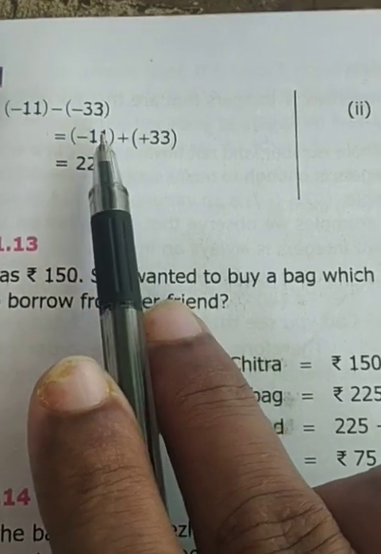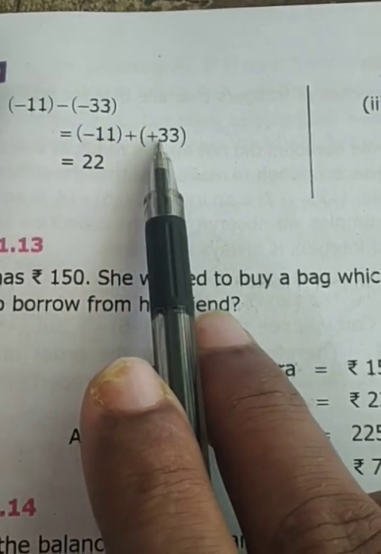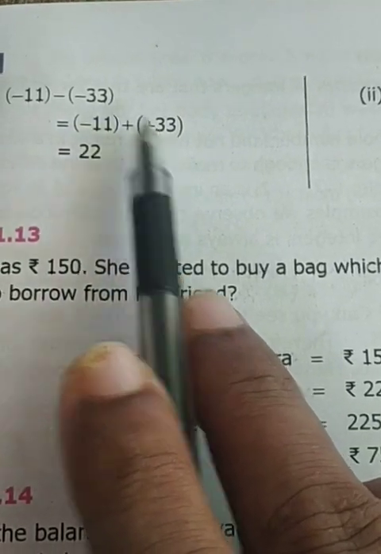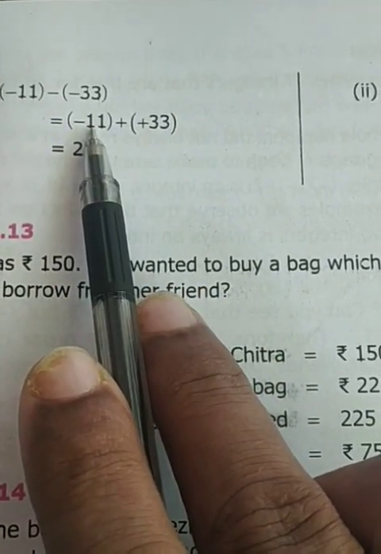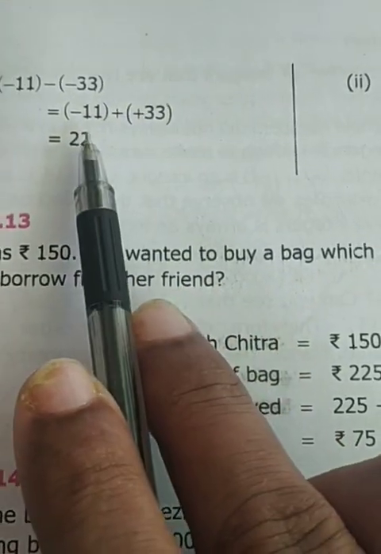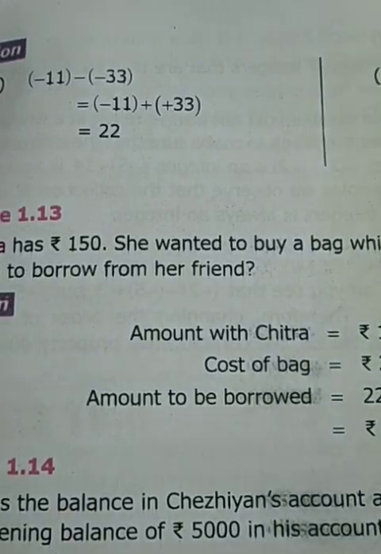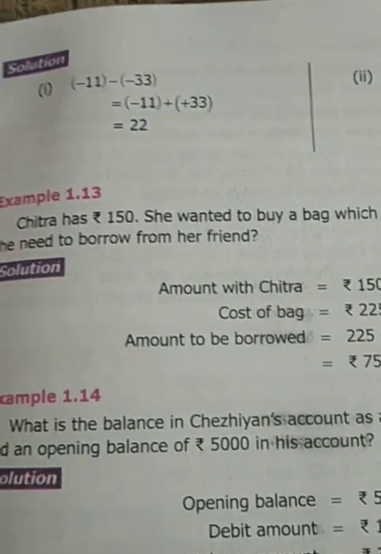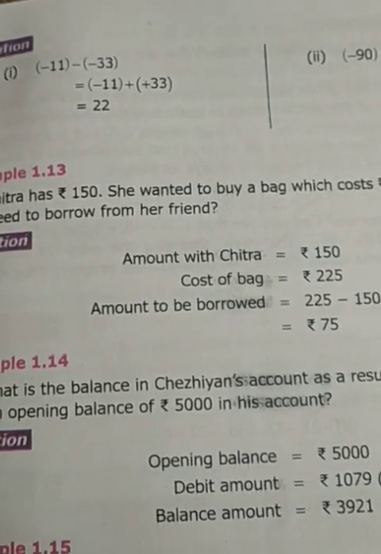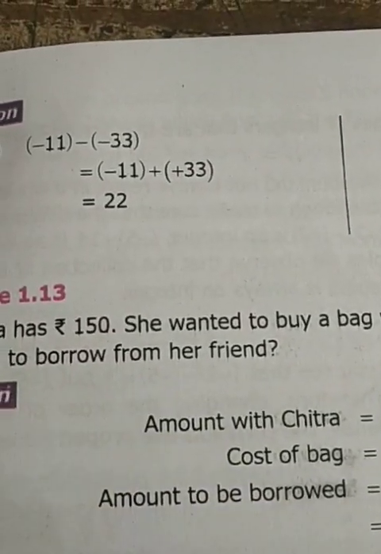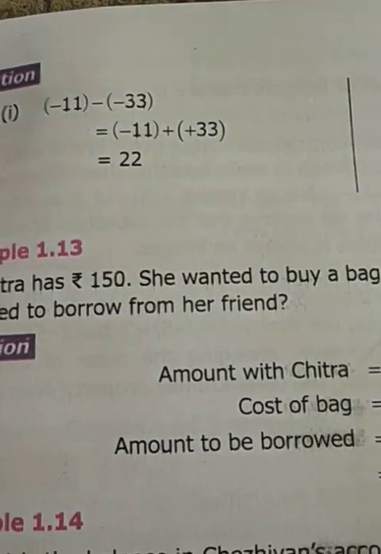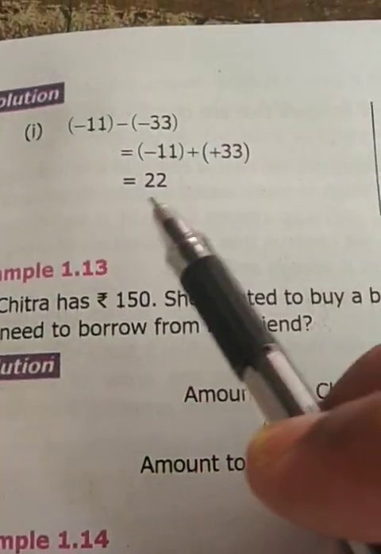See, here we are having minus 11 plus of plus 33. We have two different integers. One is positive, another one is negative. So we have to subtract the smaller number from the greater number and put the greater number's sign. So 33 minus 11 is 22. And the greater number's sign is plus. So the answer will be plus 22.